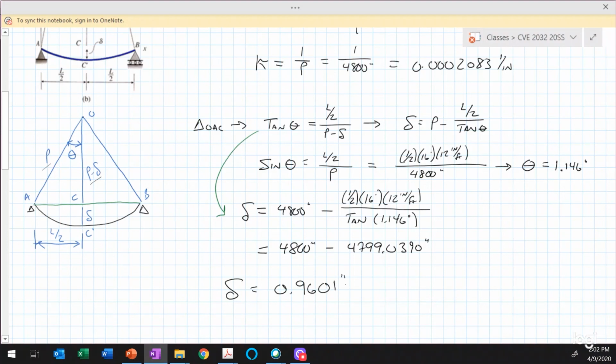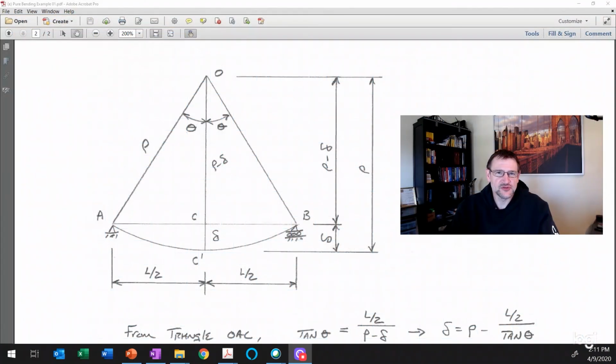So then finally, we can get the displacement delta is equal to 0.9601 inches. If you look at a diagram that I drew using a ruler and a compass and a bit more care, then you can see how the deflected shape correlates to the geometry that we just worked. So I hope this helps.